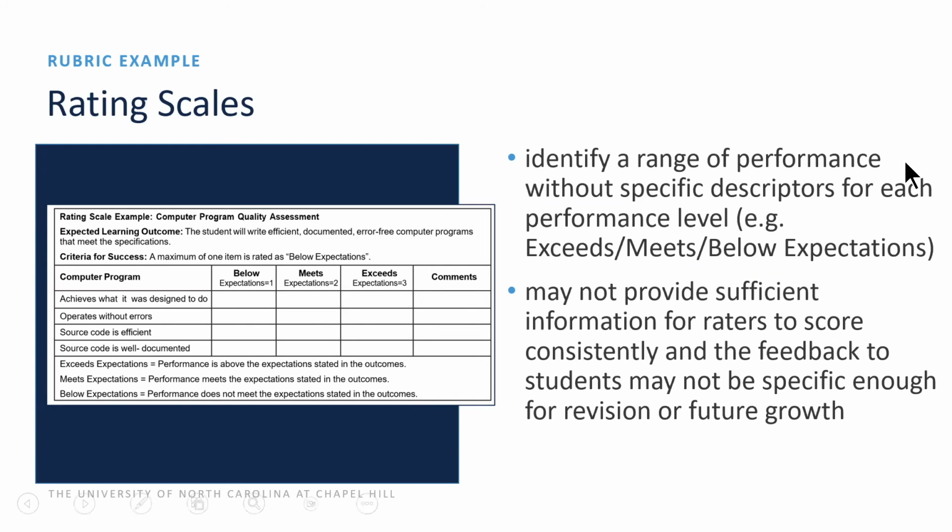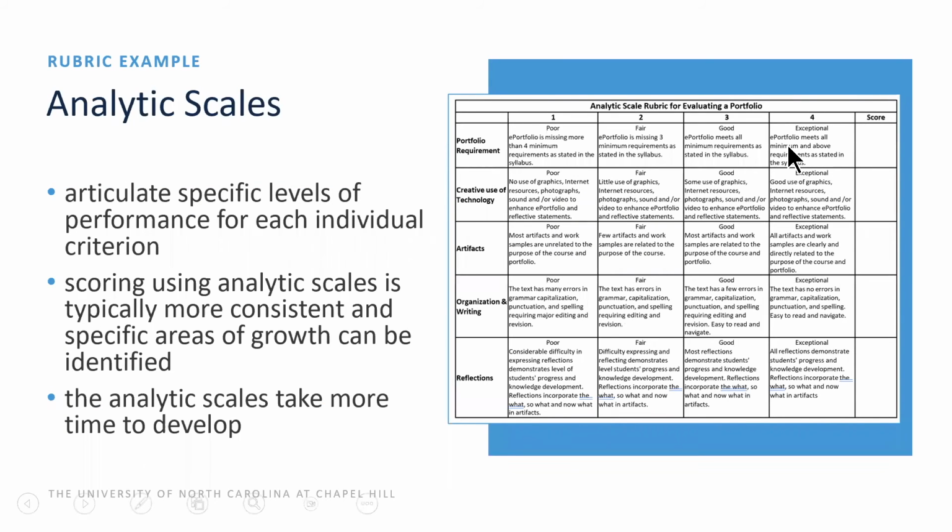And then the final type of rubric that we wanted to talk about is what's known as the analytic scale rubric. And so this seems to be like the type that was described earlier in the session. In this type of rubric, you are articulating the specific levels of performance for every criterion. So if you're talking about the artifacts that were included in the portfolio, you have descriptions for what poor looks like, what fair, what good, and what great performance looks like. And so each criterion has more descriptions.